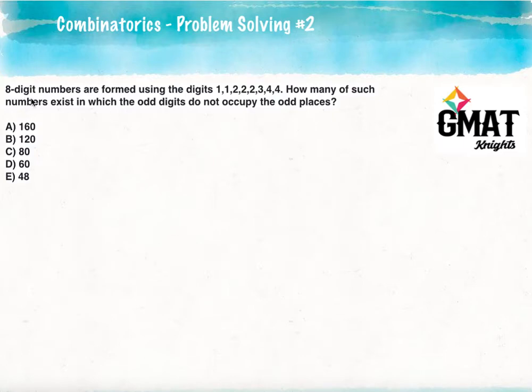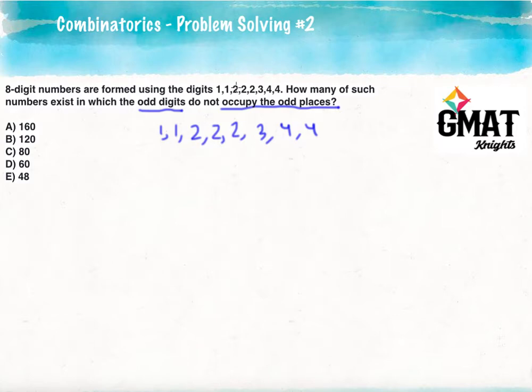Okay, so 8-digit numbers need to be formed using these digits: 1, 1, triple 2, 3, and 2 times 4. Then we have a restriction which goes like this: odd digits do not occupy the odd places. How many such numbers exist in which the odd digits do not occupy the odd places?